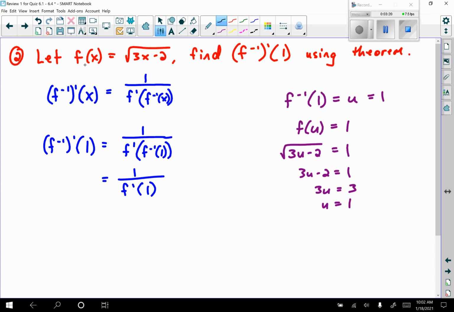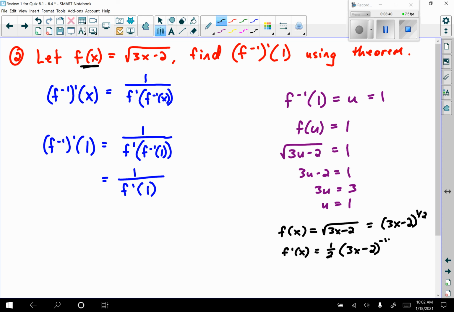Well, now I have to find the derivative of f of x. So if f of x is equal to the square root of 3x minus 2, f prime of x is going to equal, remember we could write this as the quantity to the 1/2 power. Use the chain rule, so we're going to have 1/2 times 3x minus 2 to the negative 1/2, then times the derivative of the inside stuff, so 3. So then this becomes, to rewrite this, I'm going to have 3 in my numerator over 2, then this part here becomes 3x minus 2 to the positive 1/2, or the square root of 3x minus 2.